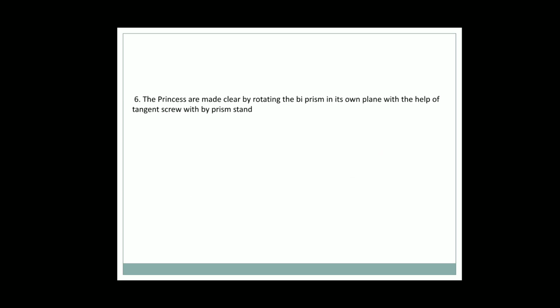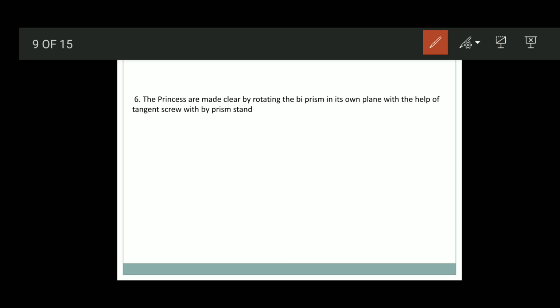The sixth adjustment is the fringes. These are the fringes. The fringes are made clear by rotating the biprism in its own plane with the help of the tangent screw on the prism stand.